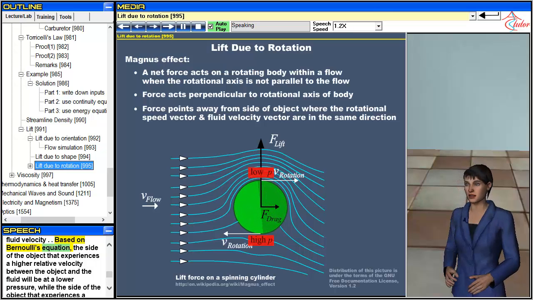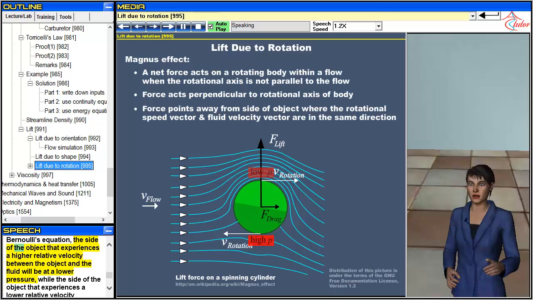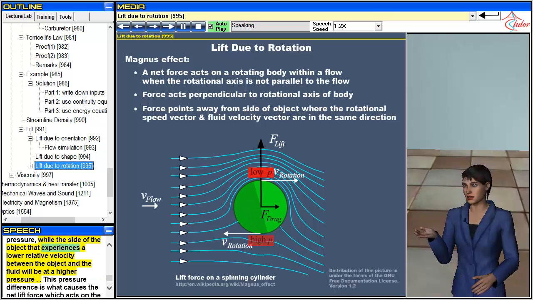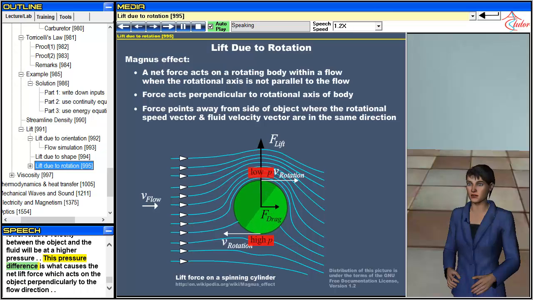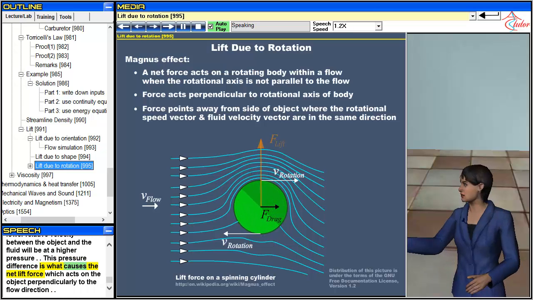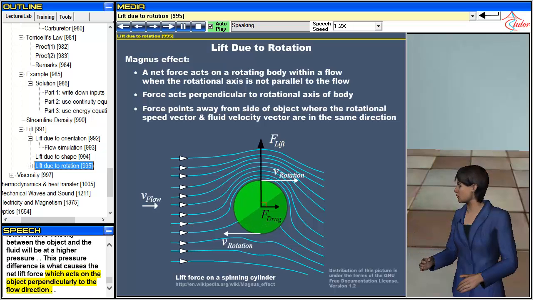Based on Bernoulli's equation, the side of the object that experiences a higher relative velocity between the object and the fluid will be at a lower pressure, while the side of the object that experiences a lower relative velocity between the object and the fluid will be at a higher pressure. This pressure difference is what causes the net lift force, which acts on the object perpendicularly to the flow direction.